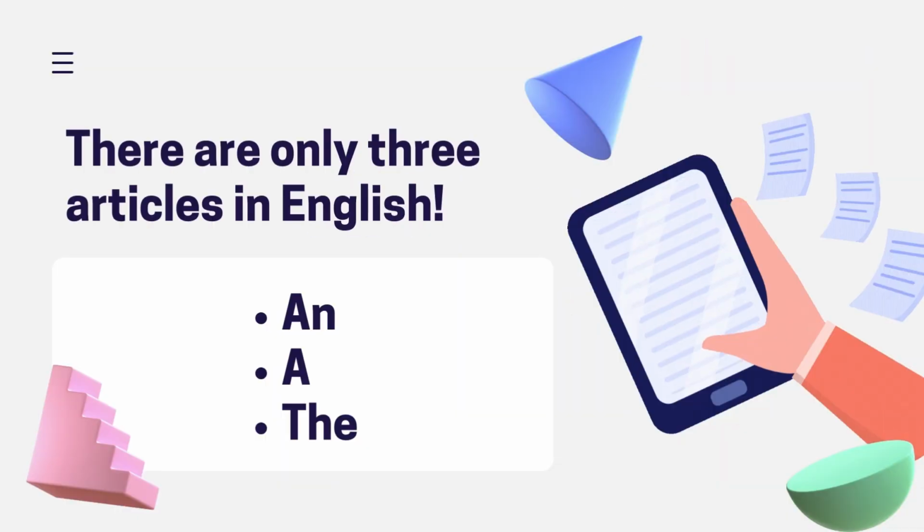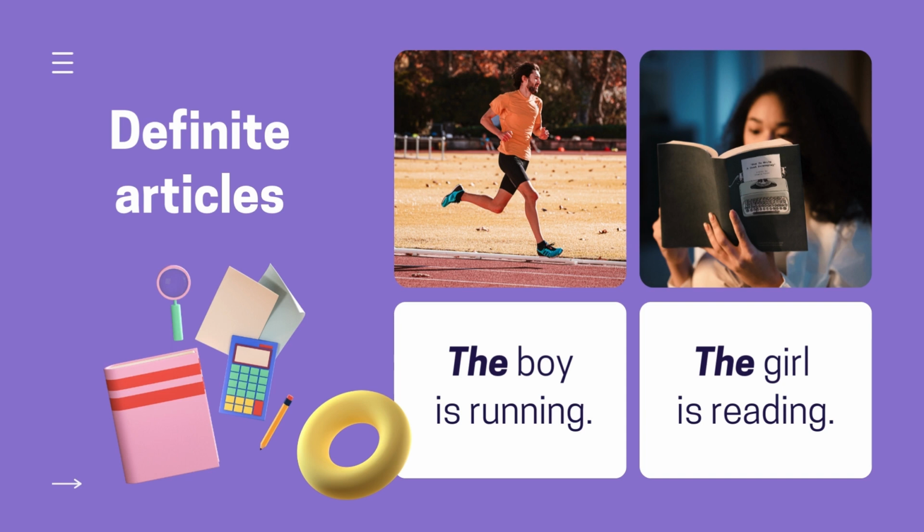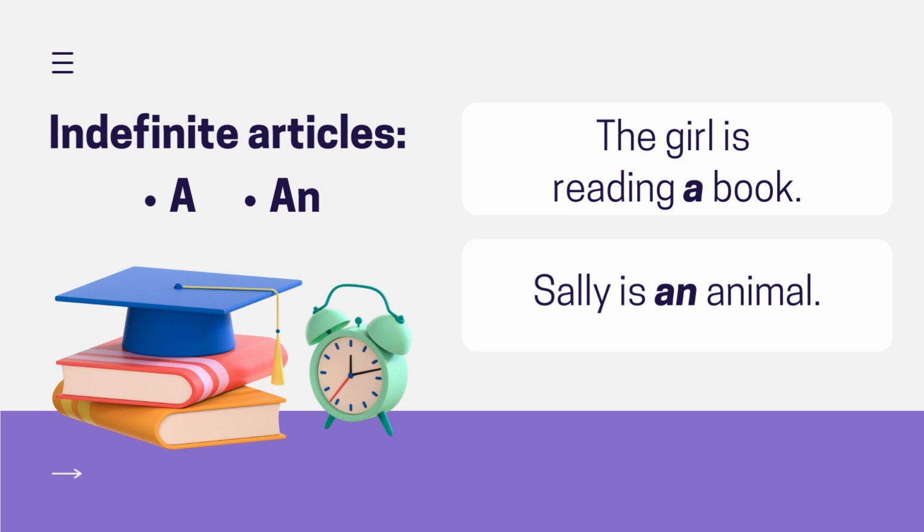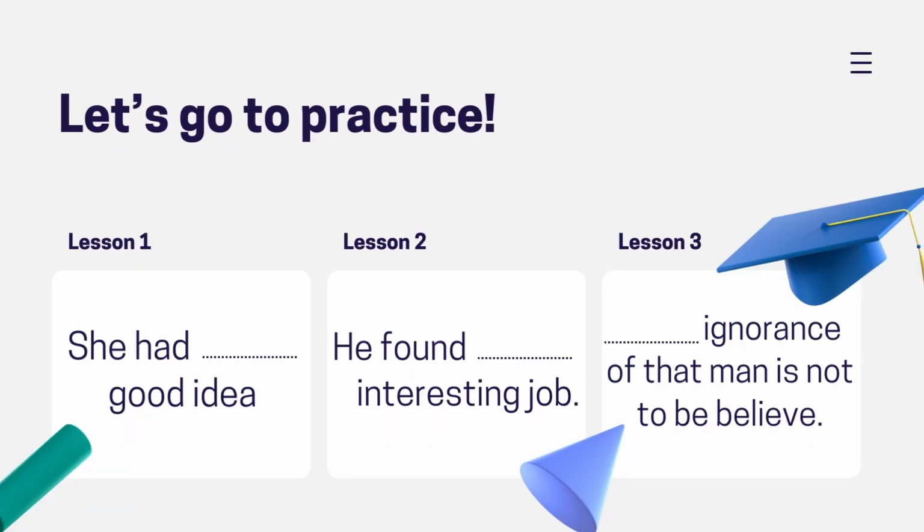Articles. There are only three articles in English: an, a, the. Definite article. The boy is running. The girl is reading. Indefinite articles: a, an. The girl is reading a book. Sally is an animal.